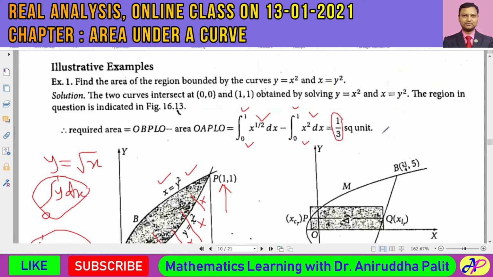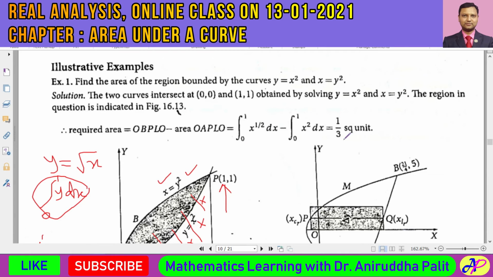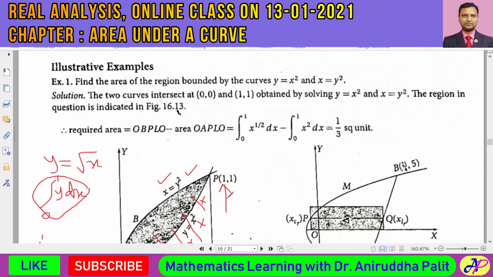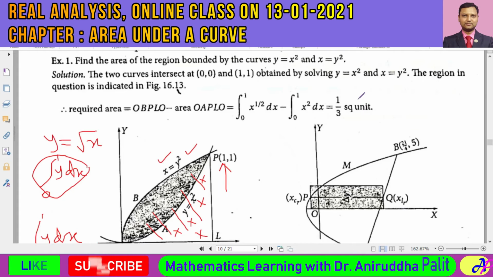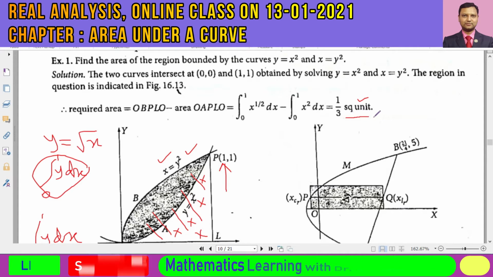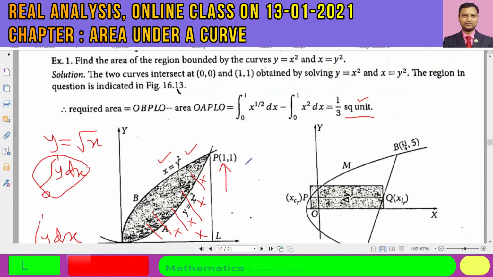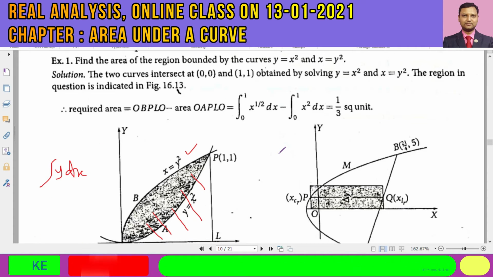Be very careful about the unit, whatever the unit of length is. Suppose x and y are measured in meters. In that case, the area should be written in square meters. Since we don't know the unit of x or y, you just need to write 1 by 3 square unit. In this way, you will be able to find out the area bounded by two curves.